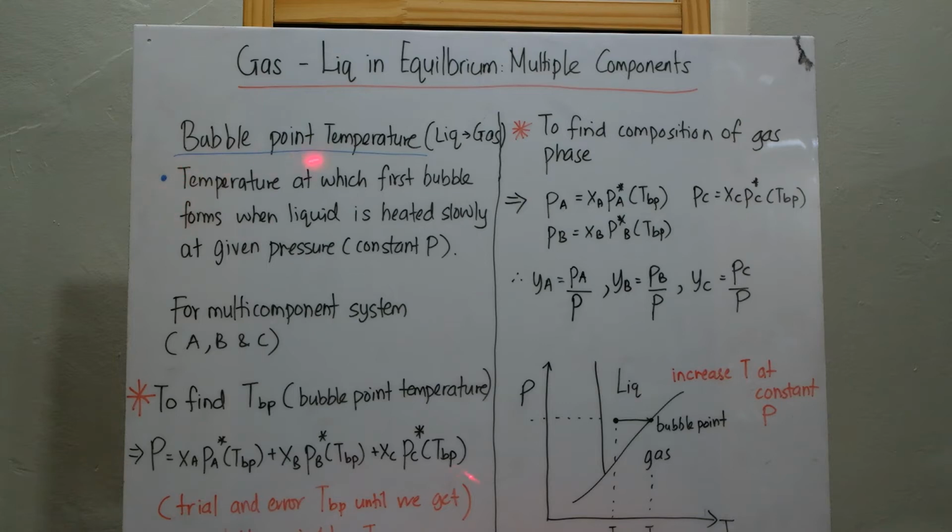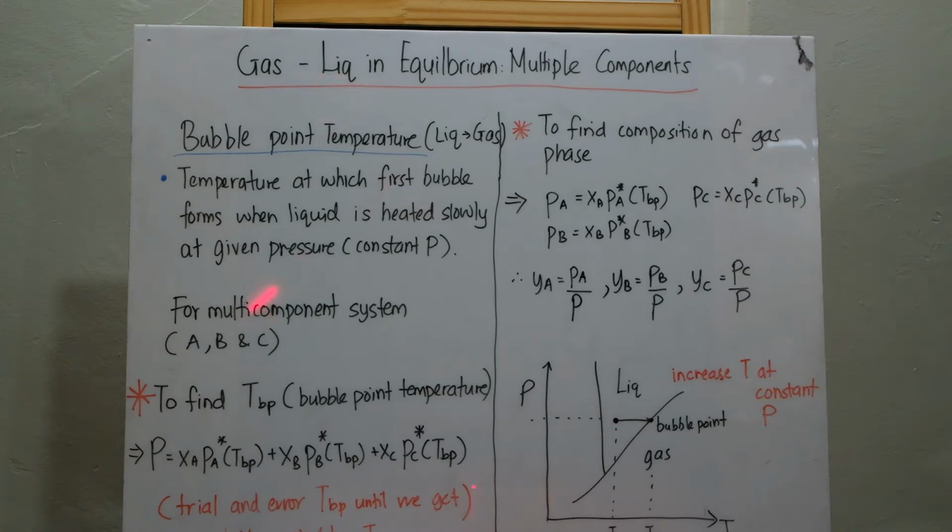So what is bubble point temperature? Bubble point temperature is the temperature at which the first bubble forms when liquid is heated slowly at a given pressure. And this liquid is heated slowly at this given pressure, and this pressure is constant throughout the heating process. That is what bubble point temperature is.